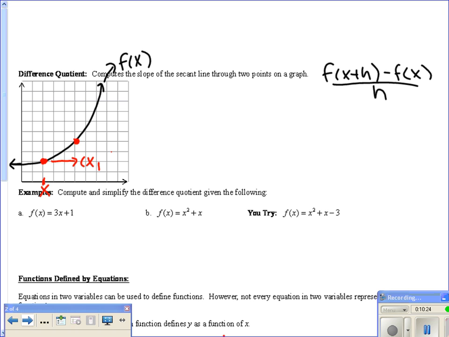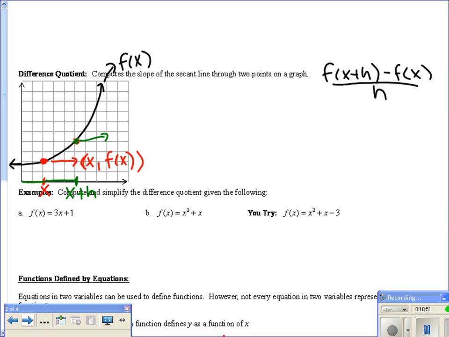So I'm going to call this point right here x comma f of x. Because remember, f of x is just function notation, so that just means the y. So we have x comma y. Now we're going to have this other point, which is right here. We can't call this x because we've moved over some amount. How much did we move over? So we moved over x plus a little bit more. So we're just going to call this x plus h because that's what we use in the difference quotient.